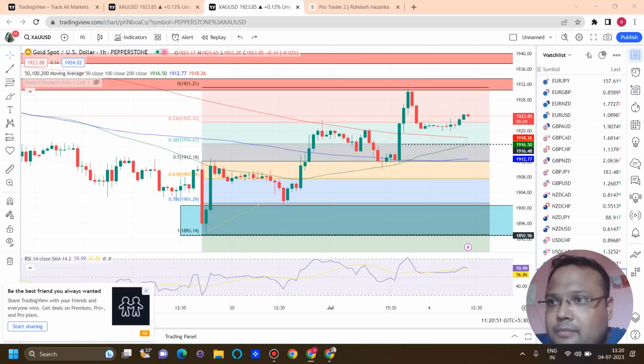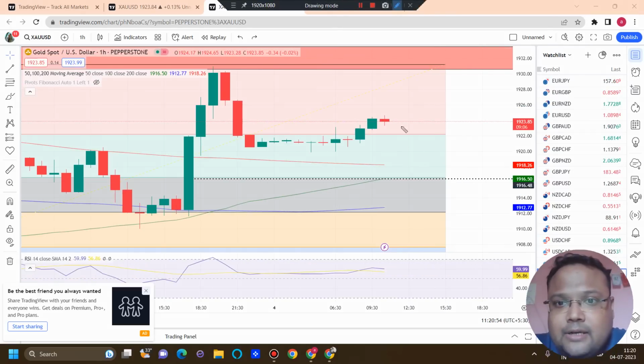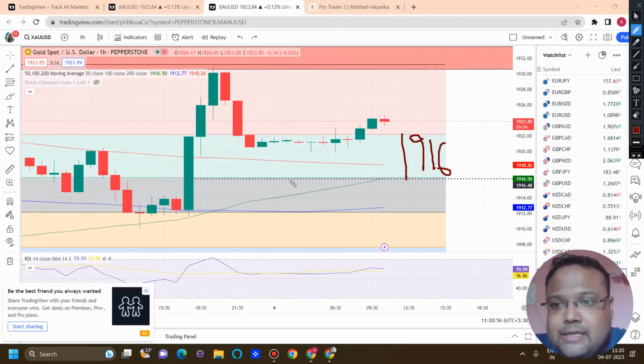Another support for day traders is around 1916. 1916 also we have a very weak support.